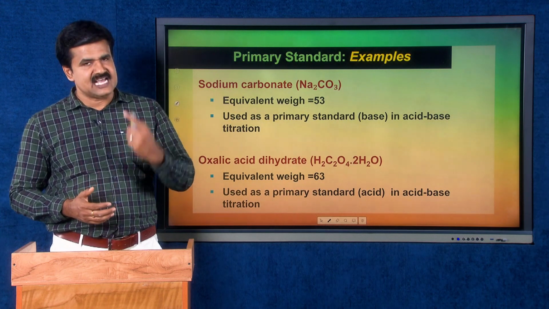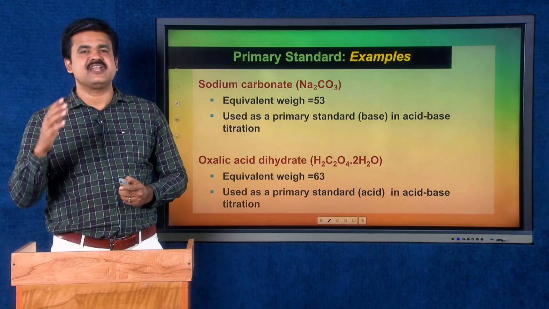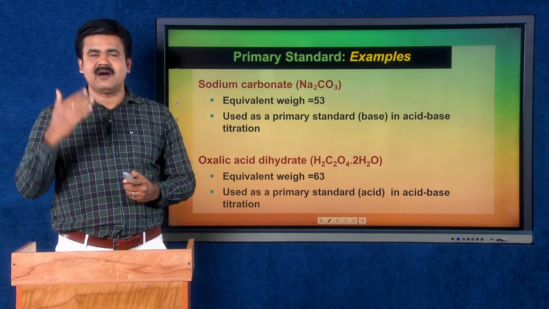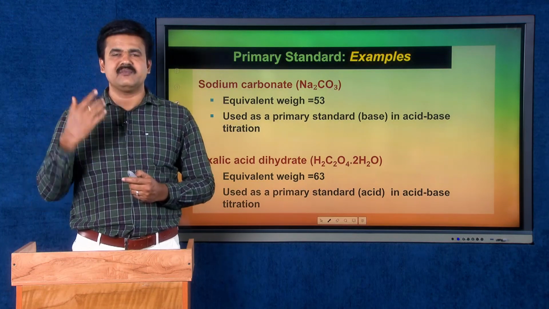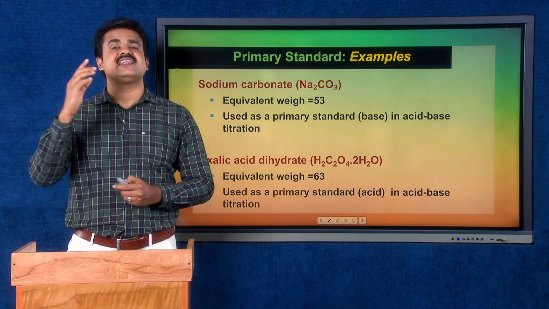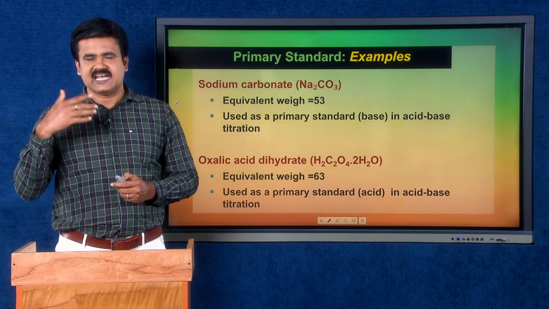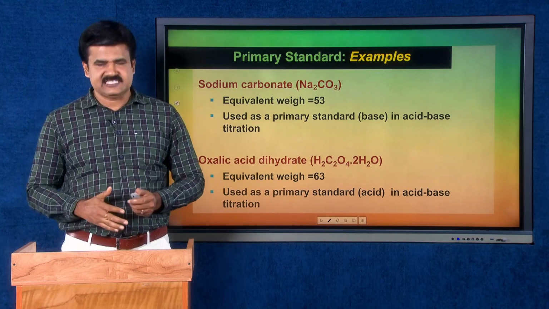Oxalic acid is an acid. If you take a fixed quantity of oxalic acid dihydrate and make it up to the mark in a standard flask or volumetric flask, you will get a standard solution of oxalic acid. Definitely, oxalic acid is acidic, and the resultant solution is a standard solution which is acid in nature.